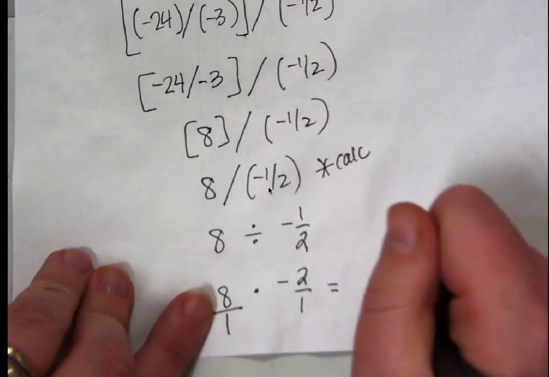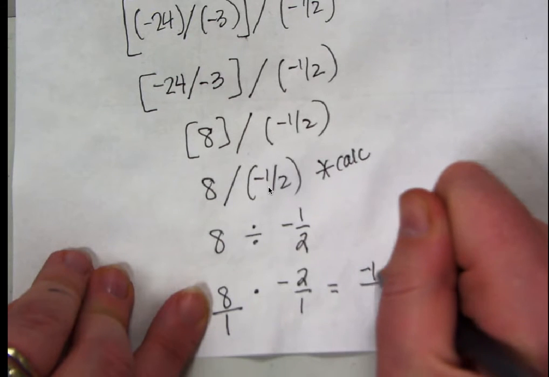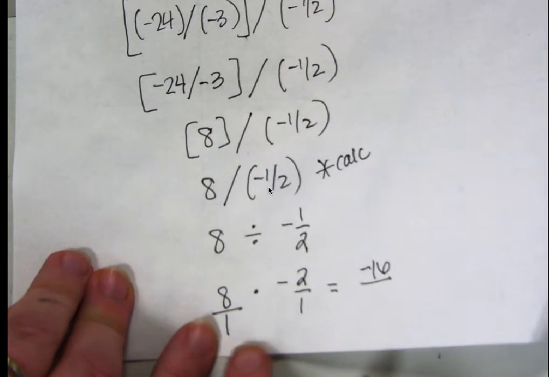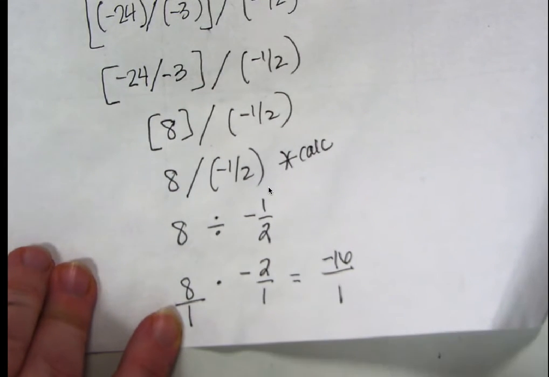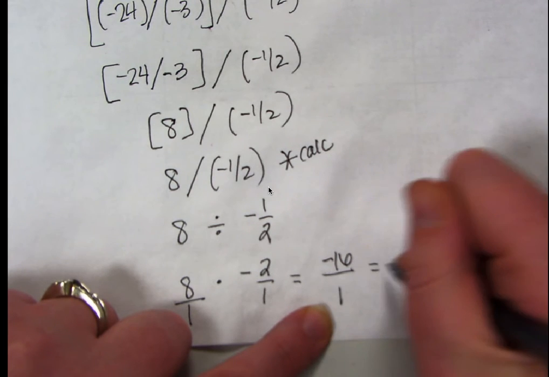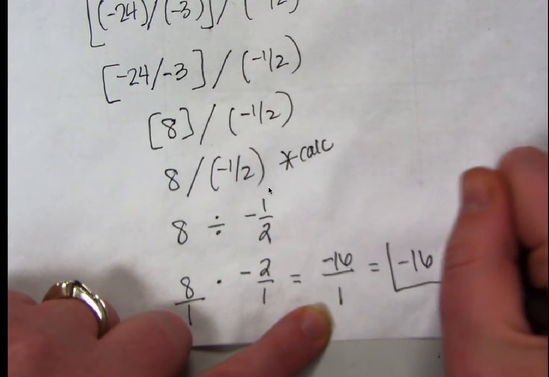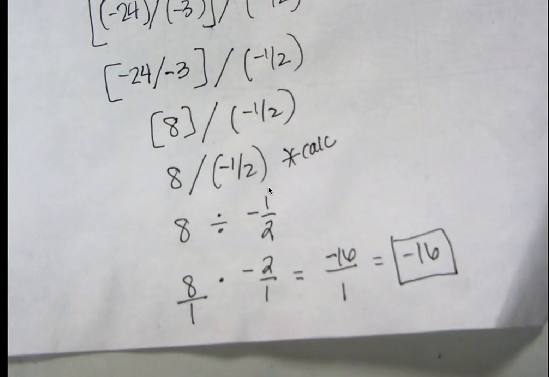And it's easier for me to remember if there's a denominator here, what should go on the bottom. So with the numerator, I'm going to take 8 times negative 2 is negative 16. And then on the denominator, 1 times 1 is 1. Negative 16 divided by 1 is negative 16. So that would be our final answer here. Okay, I hope that helped.